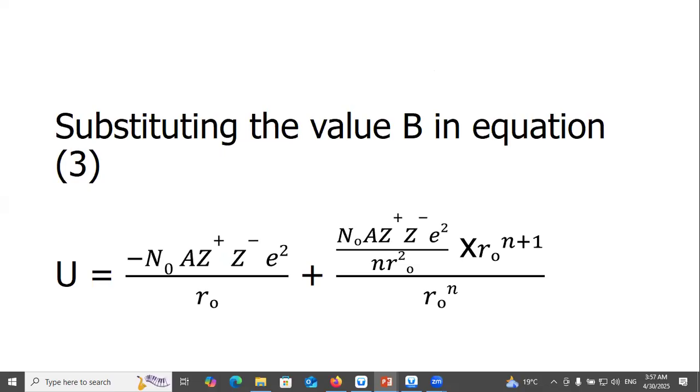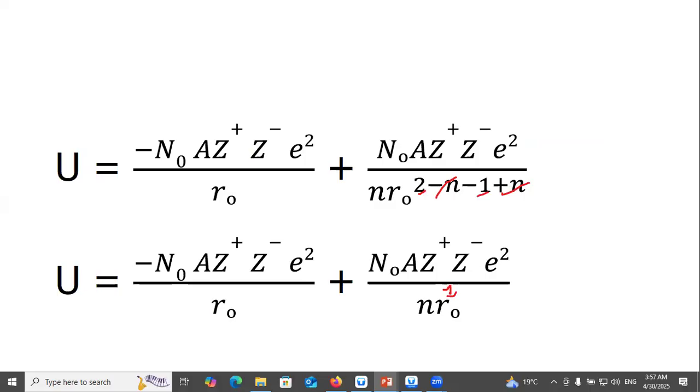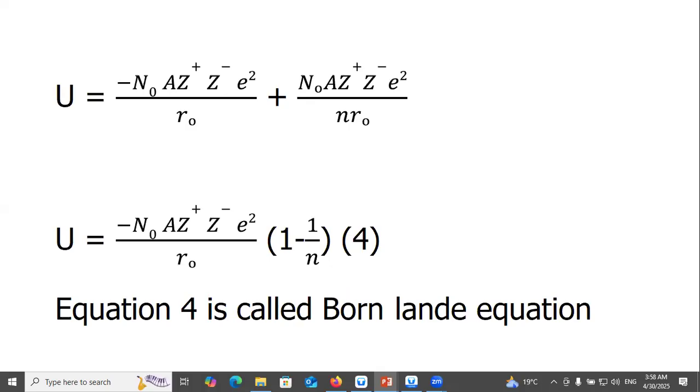Substituting the value of B in equation 3, U = -N0 A Z+ Z- e^2 / R0 + N0 A Z+ Z- e^2 / (n R0^2) multiplied by R0^(n+1) / R0^n. Solving, the powers of R0 cancel and 1 is subtracted, so we get n R0. So U = -N0 A Z+ Z- e^2 / R0 + N0 A Z+ Z- e^2 / (n R0).